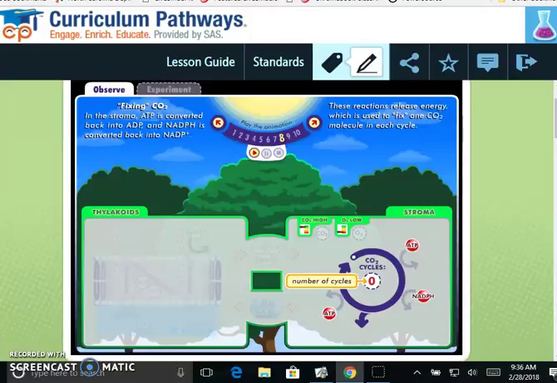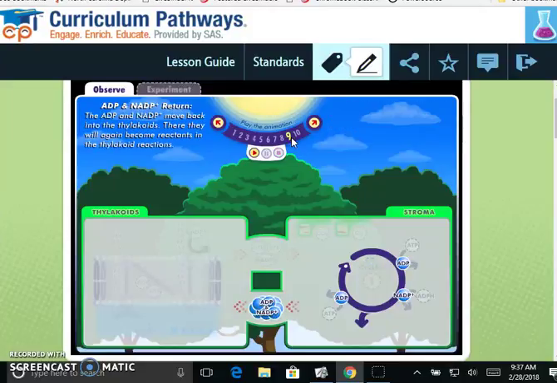So let's go ahead and watch this animation of what's happening. So we've got CO2 entering into the cycle. And as CO2 is fixed, we call it carbon fixation, we see that the ATP is converted to ADP, and the NADPH is converted into NADP+. So the electron carrier is dumping its electrons, and the ATP is the energy needed to make this cycle go.